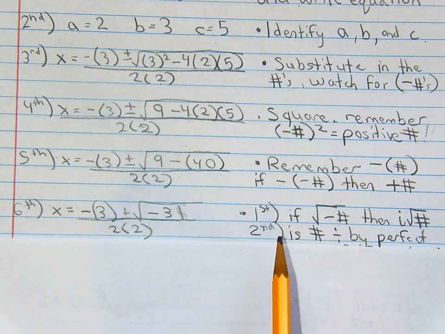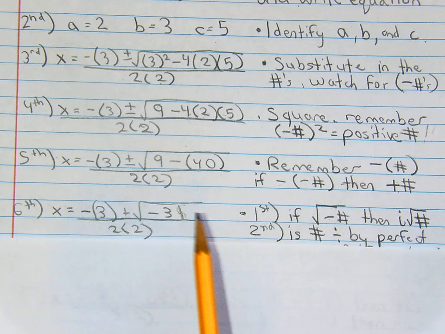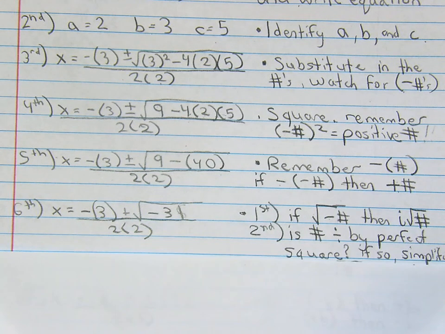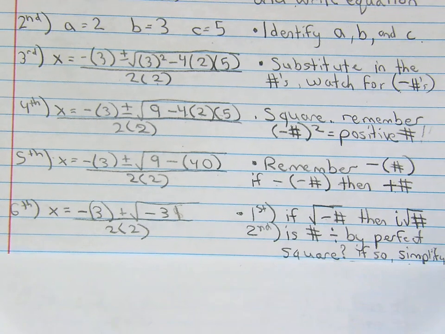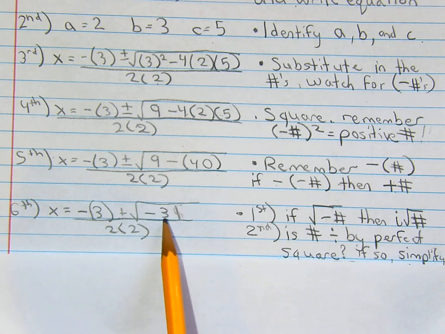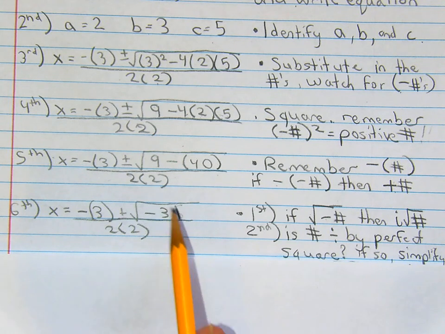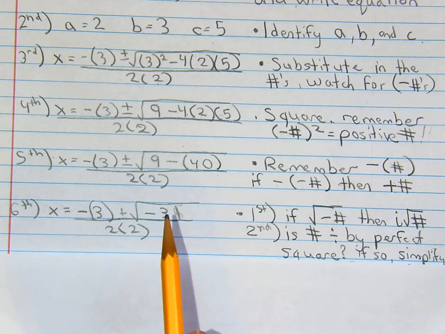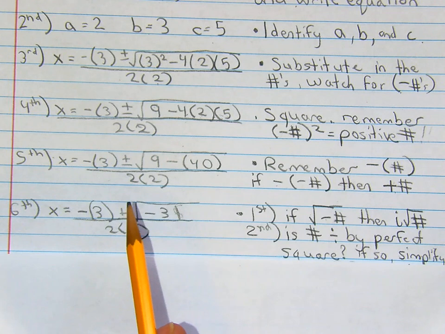Second thing that you want to look at is: is the number inside the square root divisible by a perfect square? And if so, simplify. So if this happened to be, let's say, -36, okay, then you can say, well, the square root of 36 is 6. So I could actually simplify this down to 6i.